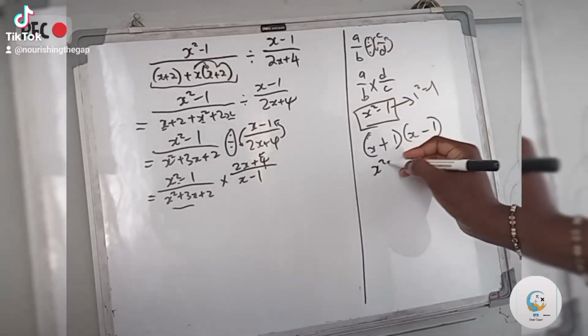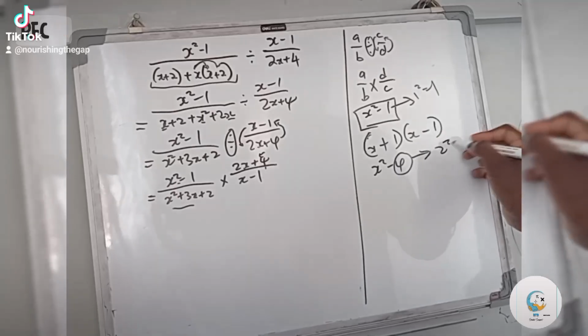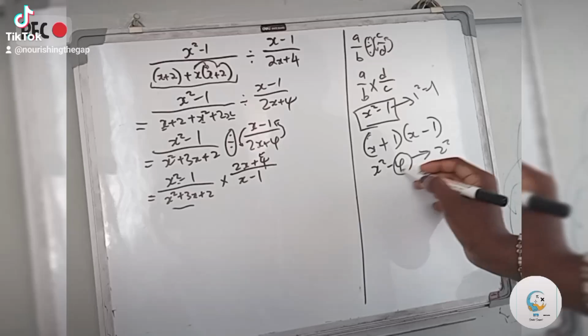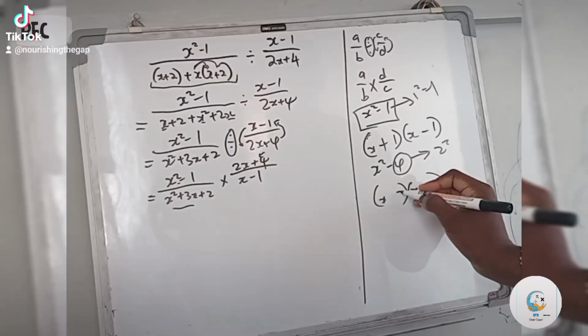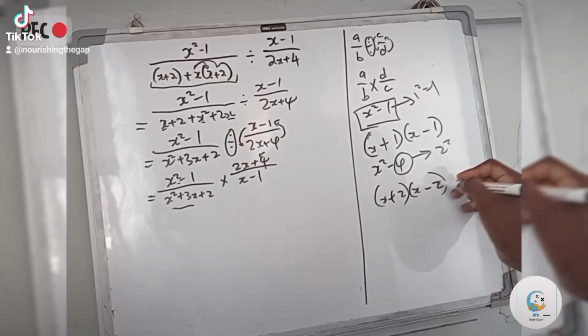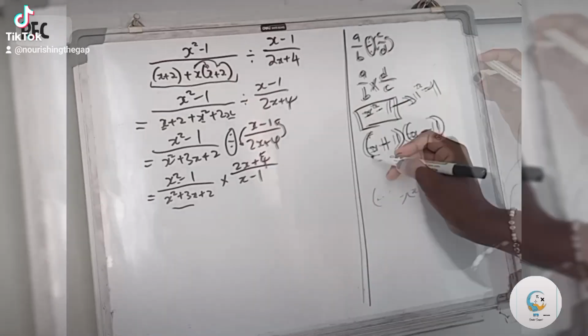Let's say you're having x squared minus 4. 4 is a perfect square because it's 2 squared. To factorize this one, you just open your brackets, then you put your x, your 2 here, your 2 here, your plus and your minus. Whether it's minus, plus, it doesn't matter. That's how you factorize a perfect square.